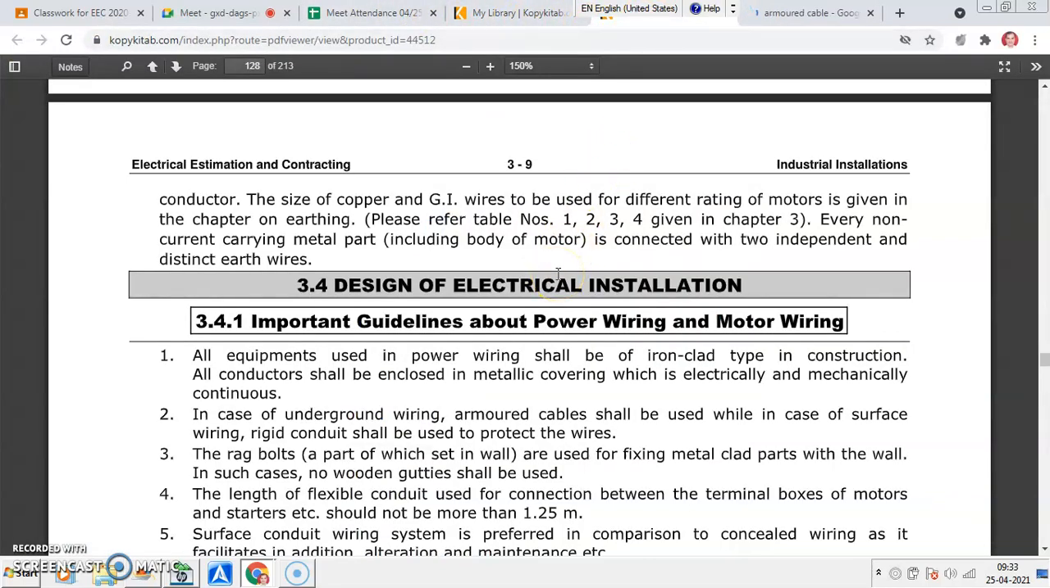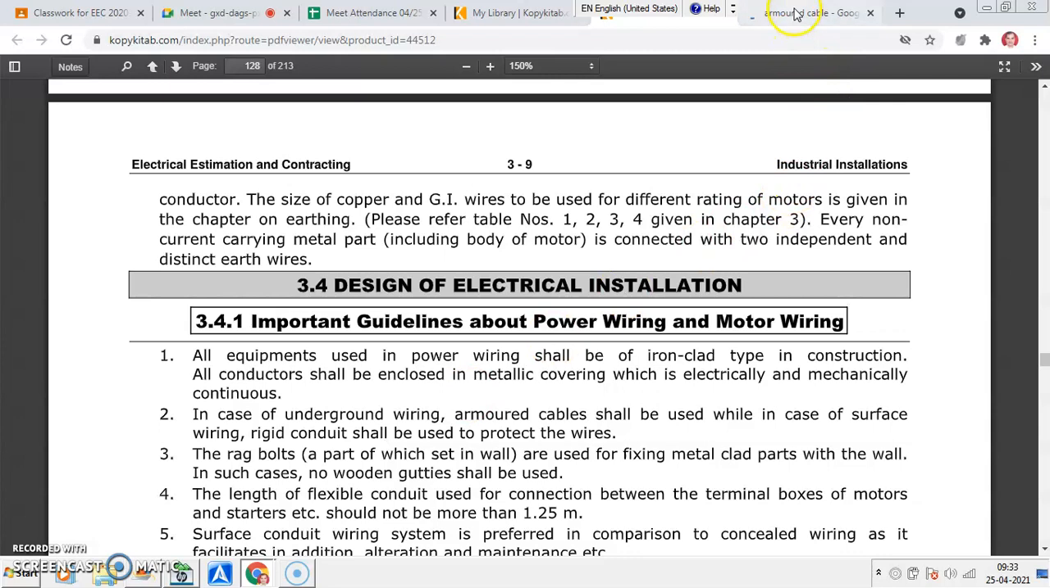Armoring is especially to increase the mechanical strength of the cable. Normally in industries we use armored cable, while in case of surface wiring, rigid conduit shall be provided over the wires for protection of wiring.